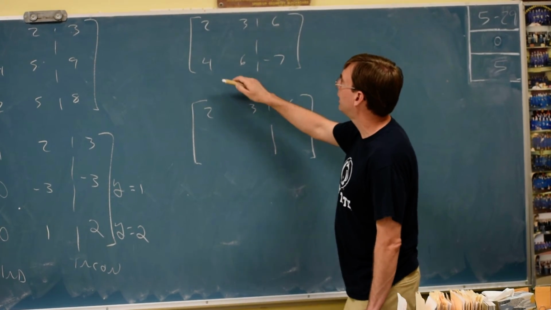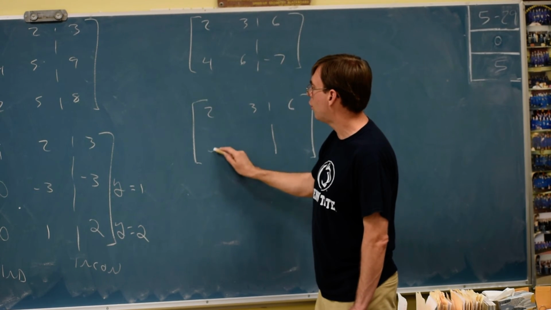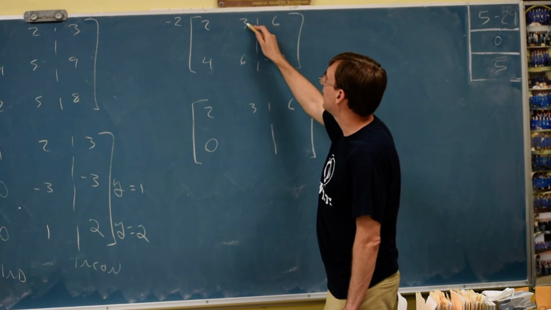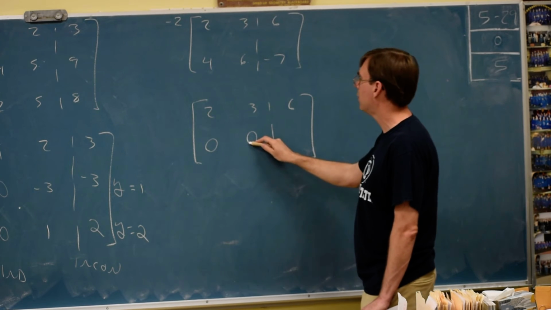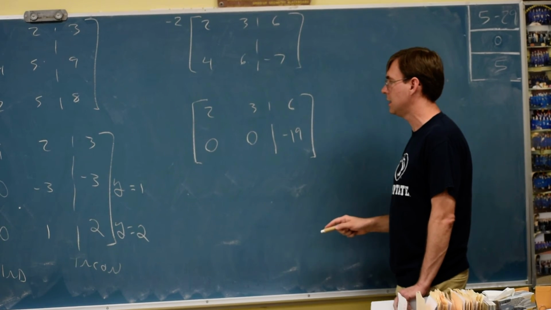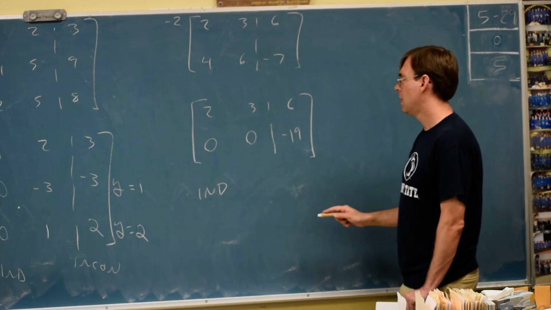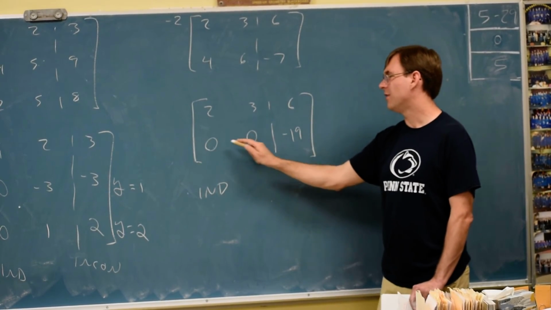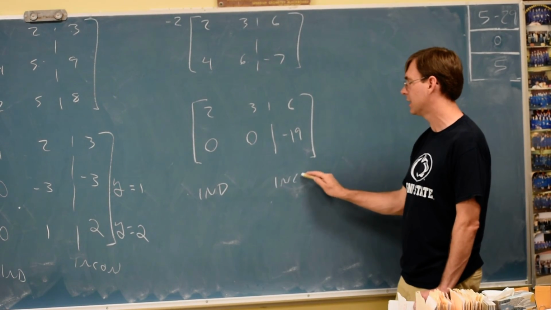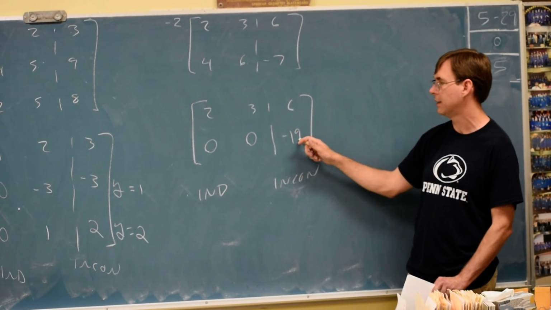If I go after this one, top row, just keep it. For 2 to make the 4 a 0, I need to multiply by -2. So I'll multiply this by -2 and add down, that's another 0. I'll multiply this by -2 and add down, that's -19. These are different, so that's independent. But this is crazy. You can't have no x's and no y's equal anything other than 0. So this is inconsistent. There's no way 0 x's plus 0 y's can make -19.